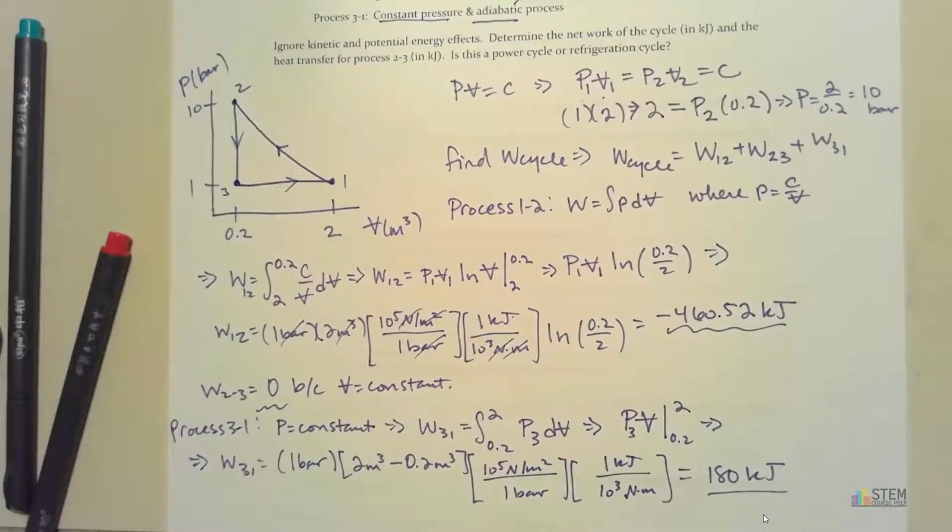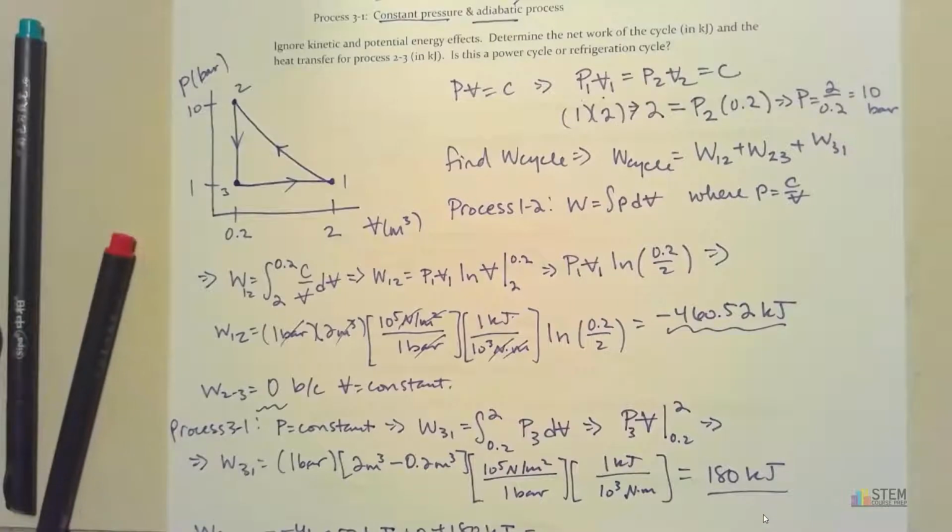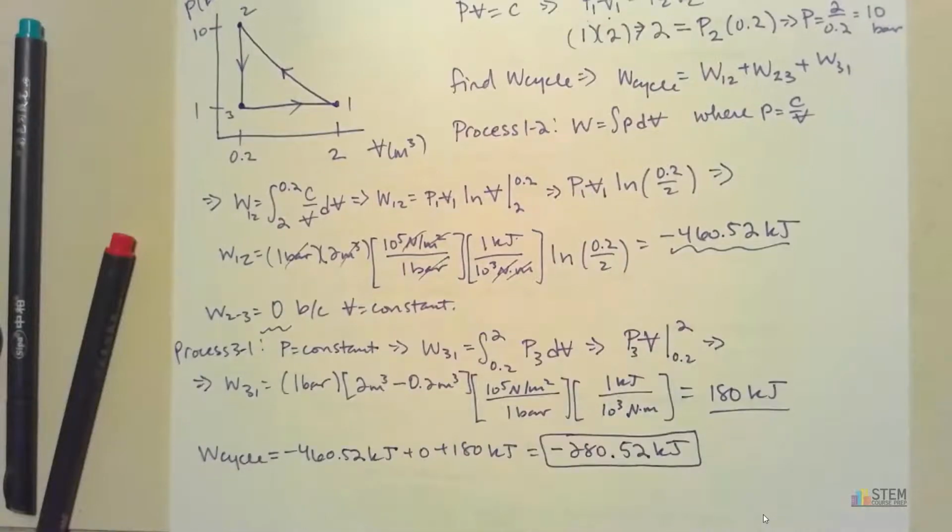So now we know we can find the work for the cycle. So work for the cycle, once we just add these up, we're going to have negative 460.52 kilojoules plus 0 plus 180. Now what do you get when you put all that together? You're going to get negative 280.52 kilojoules. So that is your net work. There you go. So that's your work.